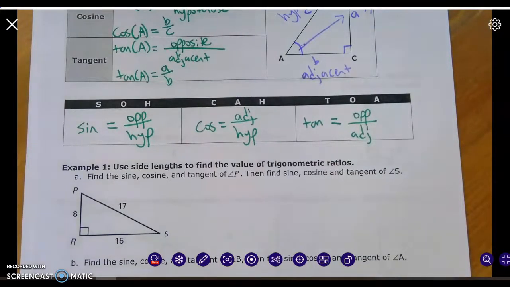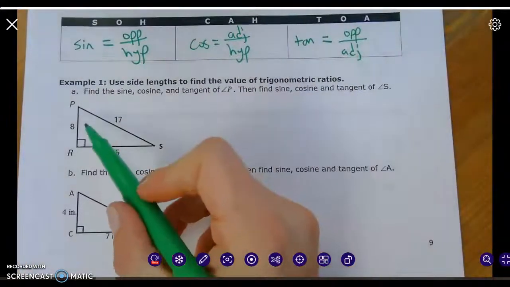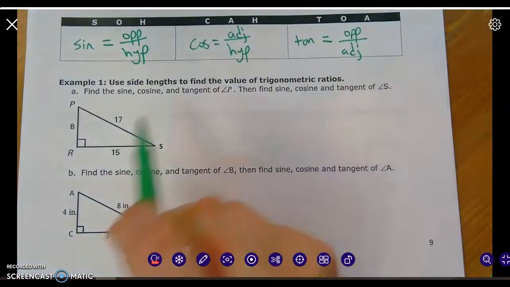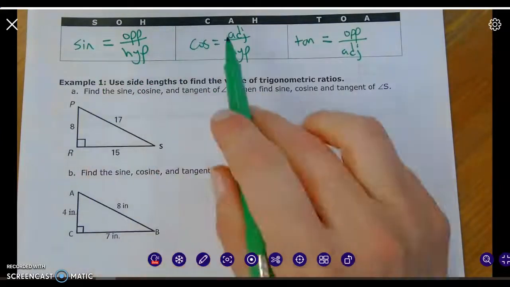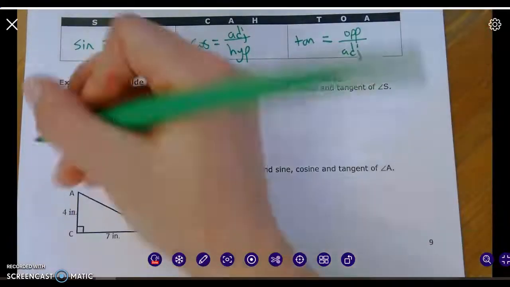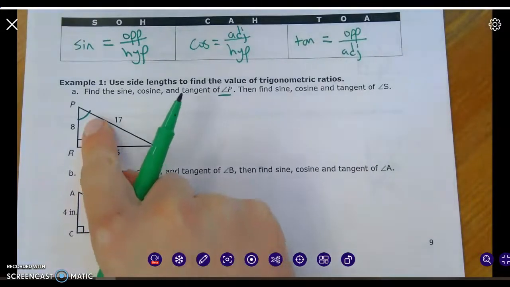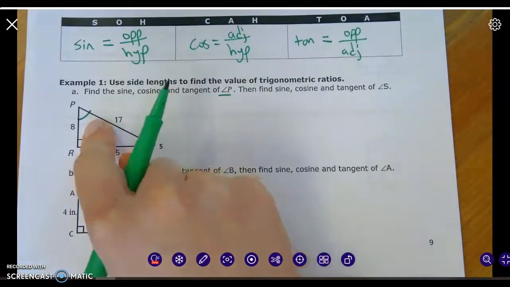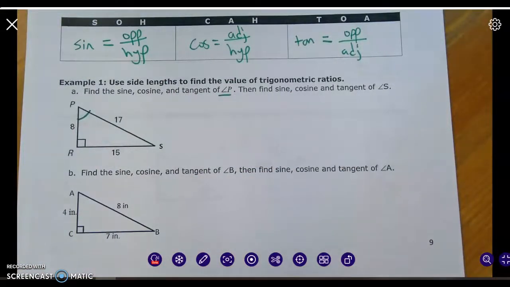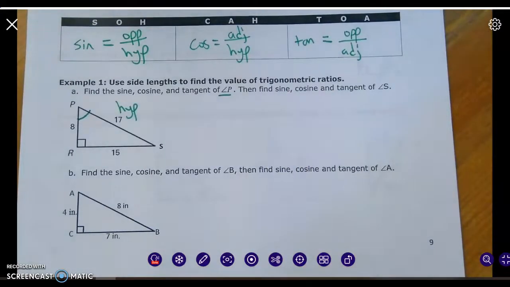Okay, so here's what this actually looks like when we're doing problems. We've got this triangle with 3 side lengths, 8, 17, 15. We are going to write the 3 trig ratios, sine, cosine, tangent, starting with angle P. So here's what I want. Put an arc on angle P, just like I did. Now go label your hypotenuse. Which one of those sides is the hypotenuse? Always start there. Hypotenuse, longest side.